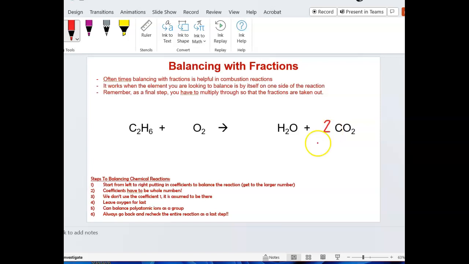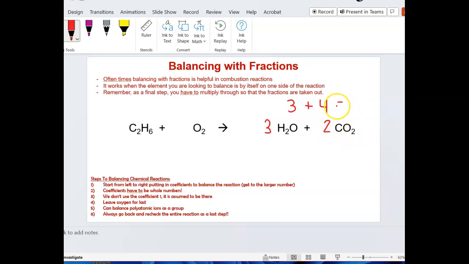All right, so we have 2 carbons that went in and only 1 came out, so I'm going to put a 2 here. I have 6 hydrogens that went in and only 2 came out, so I'm going to put a 3 here. And now we're down to oxygen. On the left side, we have 2. On the right side, we have 3 here. 3 times 1 is 3, plus we have 4 in carbon dioxide. 2 times 2 is 4.